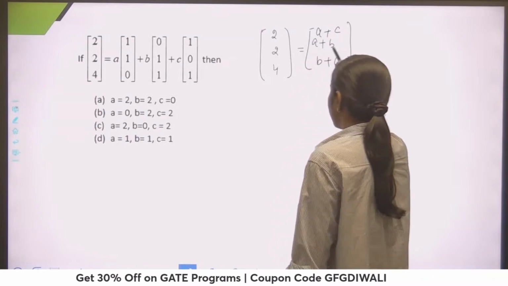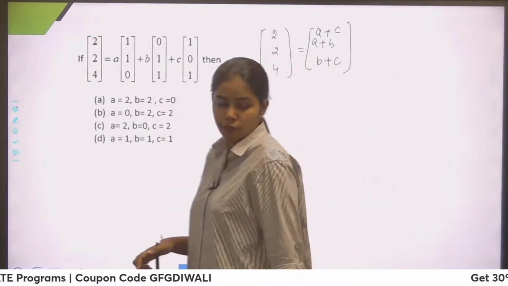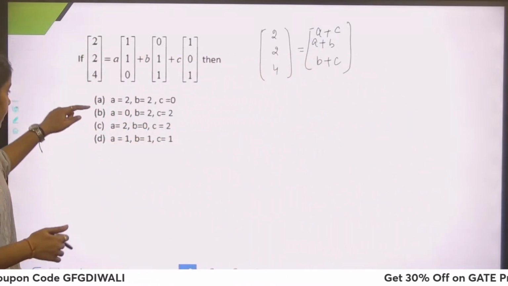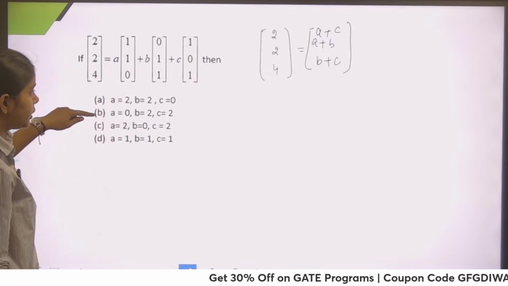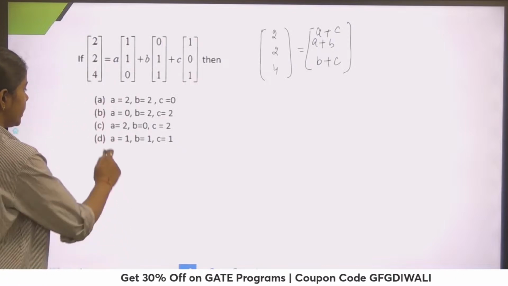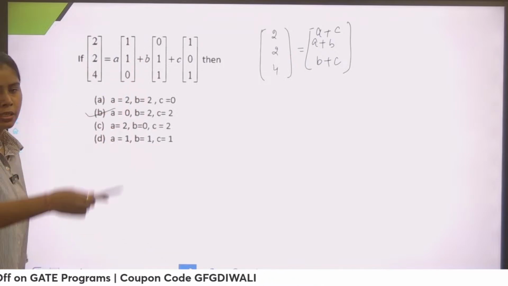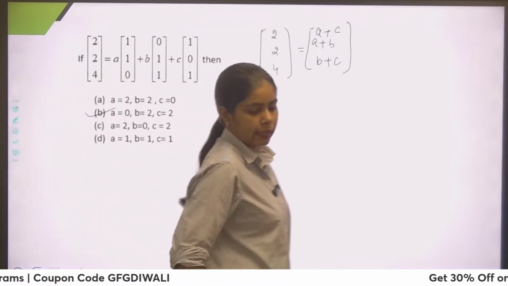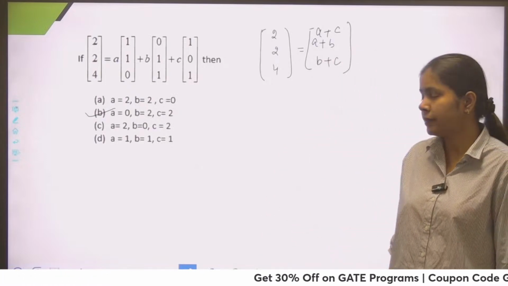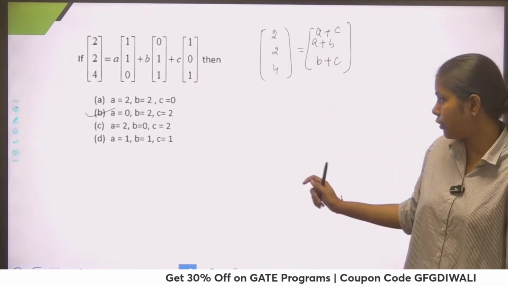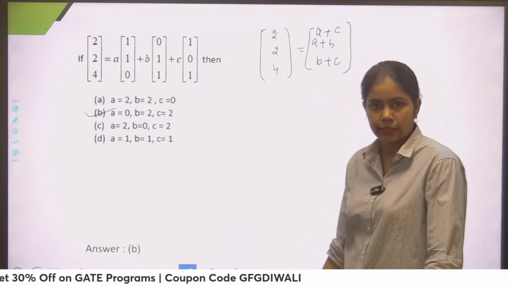And instead of solving this, what would I do? I'll just pick these options and see which option gives me the correct answer. A2, B2, obviously does not give me the correct answer. A0, B2, C2 would give me the correct answer. Option B is correct. Just substituting the values and checking which option is correct. I hope you guys get how I know which option is correct.